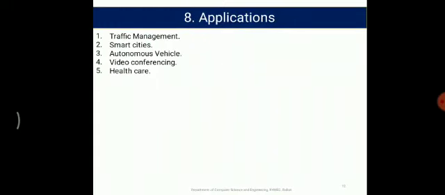Next comes the applications. First is traffic management. Due to the computational complexities and expense of traffic management, one of the best ways to optimize a traffic management system is by improving performance on real-time data. Here, intelligent transportation systems make extensive use of edge computing technologies, especially for traffic management. The traffic management process involves the TSP problem. It means the traveling salesman problem.